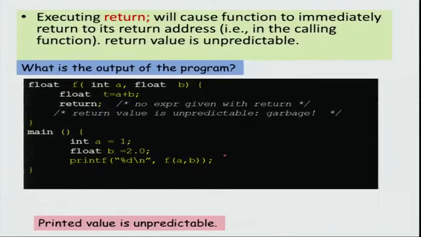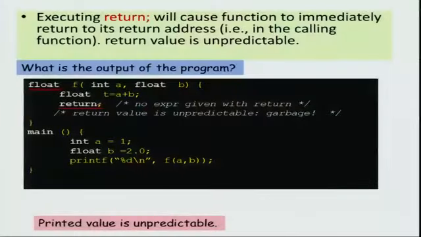Now, just for curiosity's sake, executing return will cause the function to immediately return to the return address. Now, the return value, if you omit it, then the return value is unpredictable. So, here is an example. You should in general avoid doing things like this, but just for completeness, I am supposed to return a float value. Instead, if I just say return, the program will compile, but when you execute, some unpredictable behavior may result. Okay. So, the printed value in this case cannot in general be predicted.